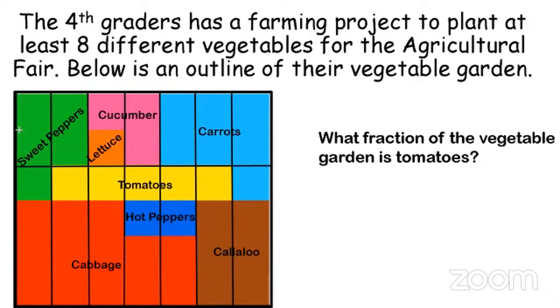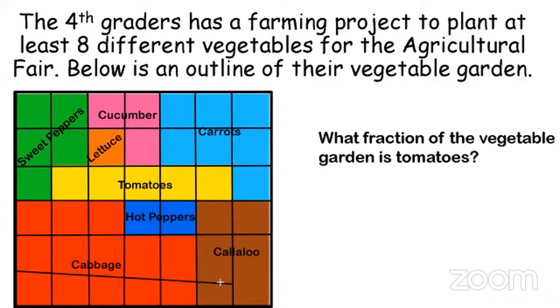What about the lettuce part here? Let's draw lines here again. Let's draw another line here. One to line up with hot peppers. And the last one to separate the cabbage and the callaloo evenly.